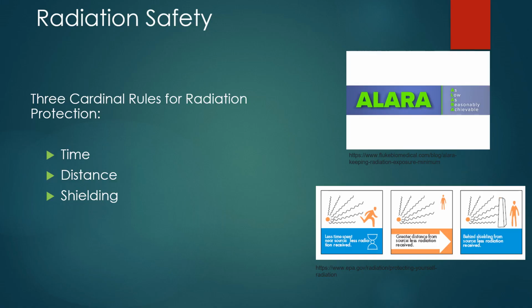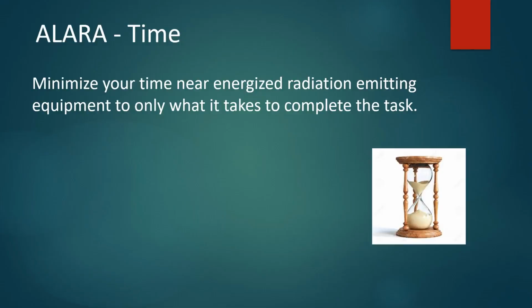There are 3 cardinal rules of radiation safety. They are time, distance, and shielding. A common term used in radiation safety is ALARA. This is an acronym for as low as reasonably achievable. With regards to radiation safety, our goal is to keep radiation exposure as low as reasonably achievable. It is through the ALARA principle we strive to maintain exposure to radiation as low as possible.